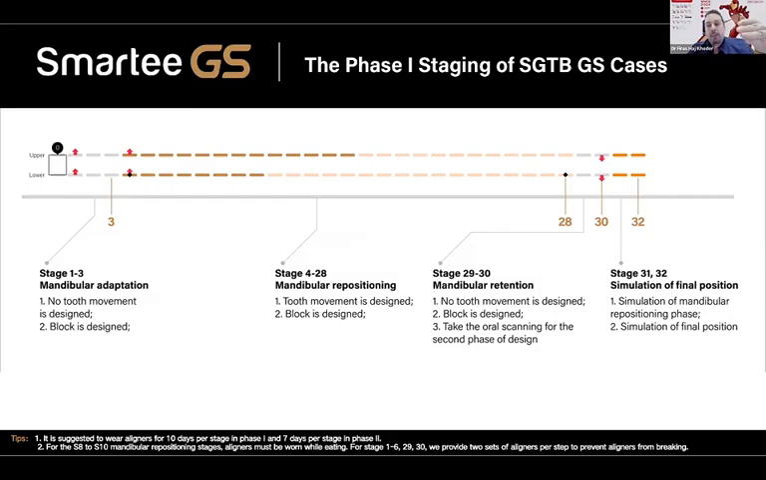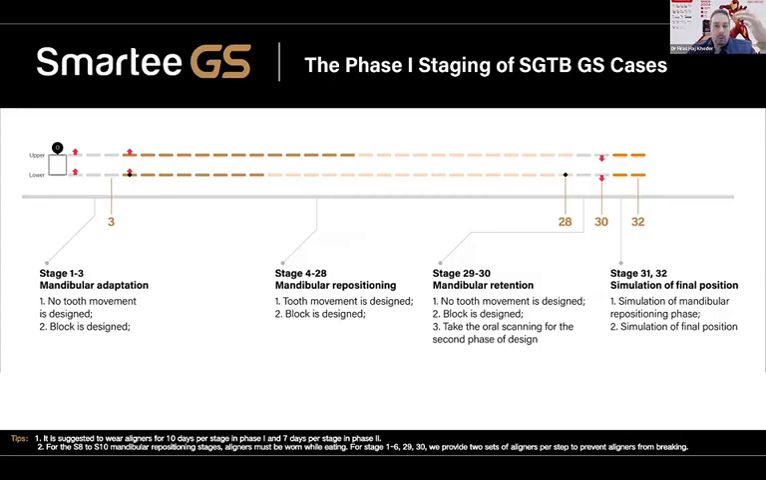Stages 29 to 30 are the mandibular retention. In these stages, there's no tooth movement. The blocks are there. We have to take the oral scanning for the next phase after verifying that we already got the amount that we needed. It is stable, so we go ahead and scan, and then we wait for the aligners of the second stage. Stages 31 and 32 are the simulation of the final position.